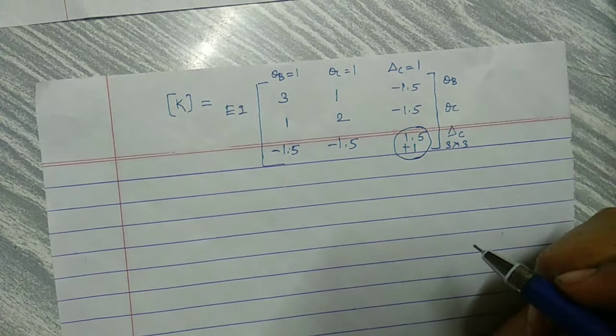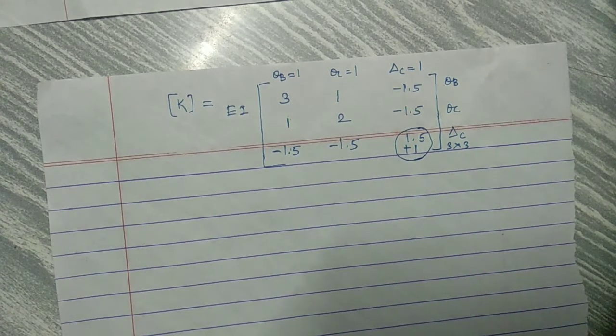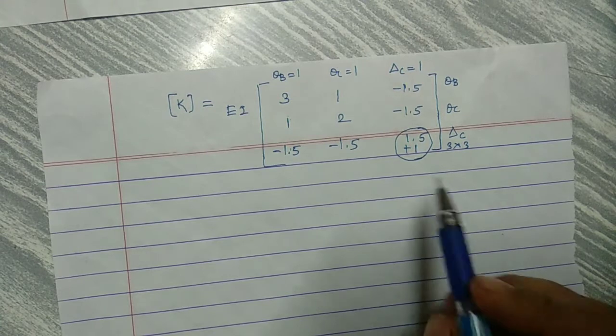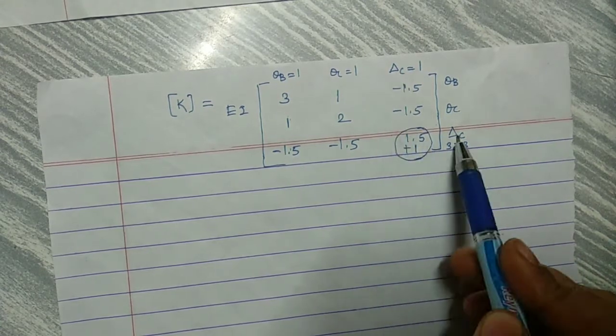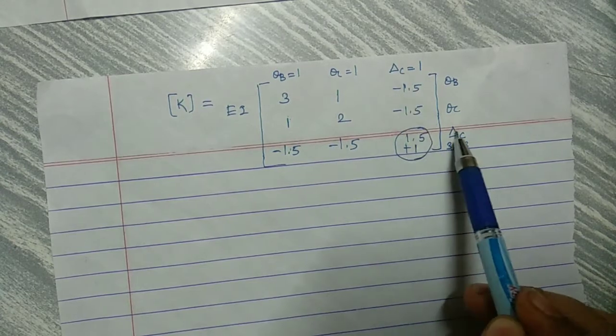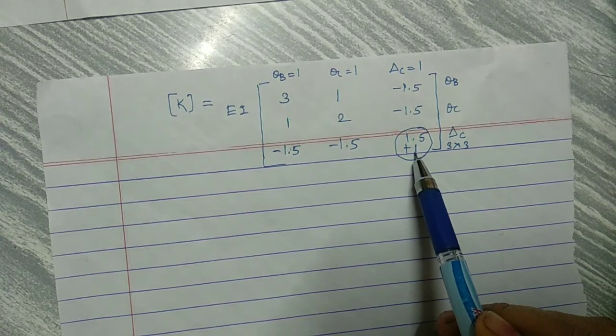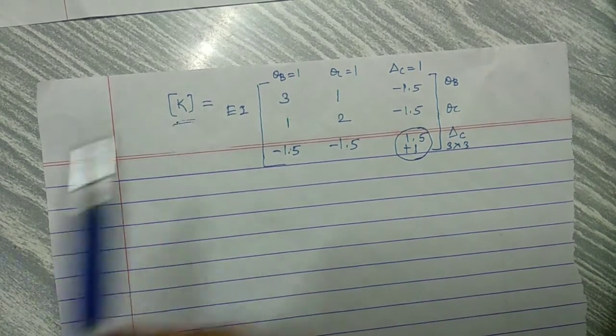So remember this: whenever the beam is given with a spring support, you have to add the stiffness of spring, given in the problem statement, in this delta C element. Okay, so this is completed.